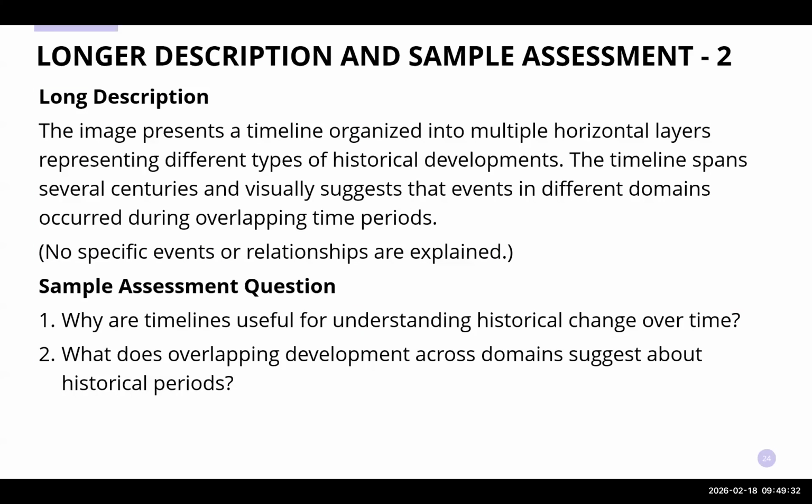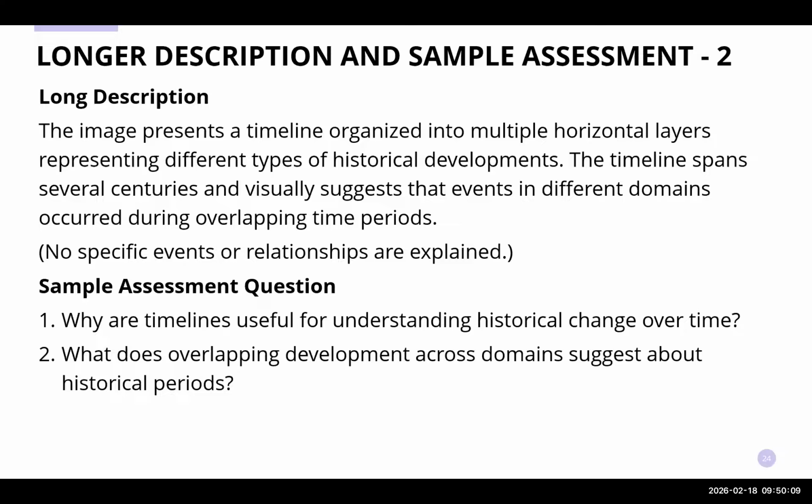Now, let's see how this timeline works in an assessment setting with the longer description. So the description here is stripped down to essentials, and it tells students that the timeline is organized into layers representing different types of historical developments. It notes that the timeline spans several centuries and suggests that events in different domains overlap. And this is the key. It does not name any specific king, book, or date.